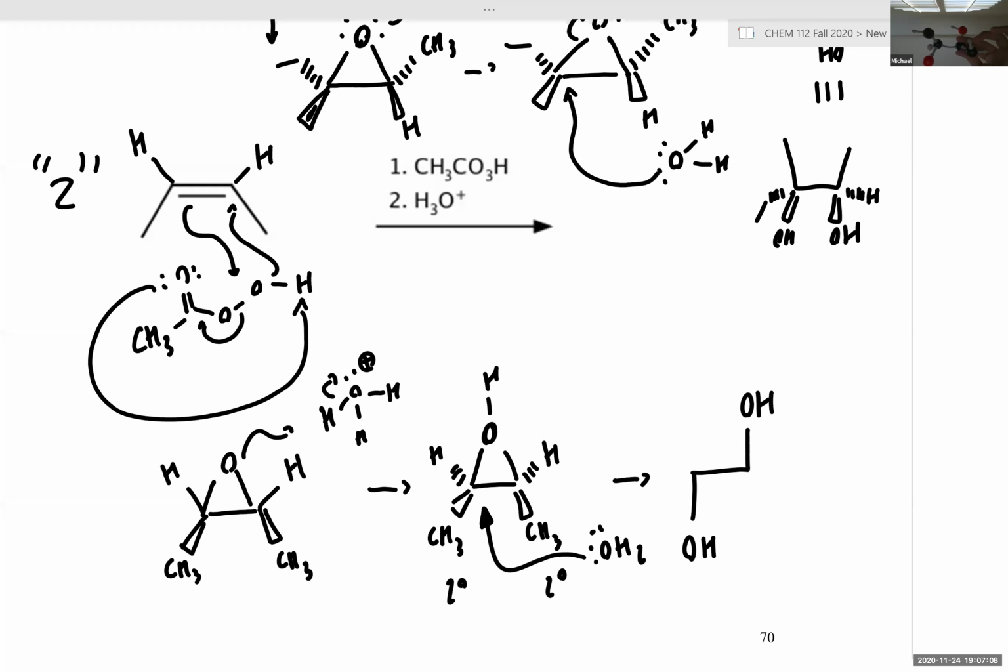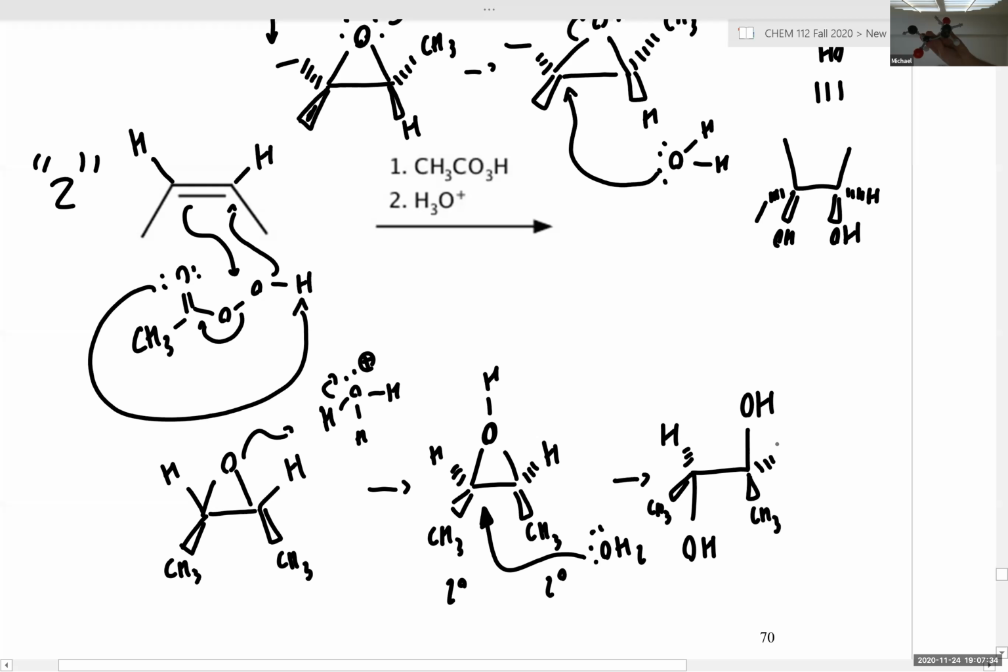Okay, so in terms of our product, what groups are pointing towards us on the left? The methyl. Yep, so we draw the methyl and our hydrogen's pointing away from us. On the right, what group is pointing towards us? The methyl. And hydrogen's pointing away from us.